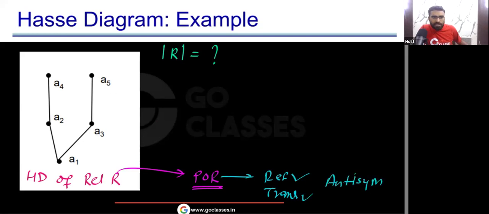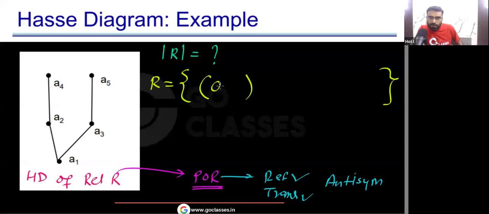So, I'm asking you the cardinality of R. Let me tell you, you don't have to create the set representation. You can directly do this. Okay, tell me. How many pairs of this type will be there in R? A1 comma something, A1 comma something. How many pairs of this type will be there?